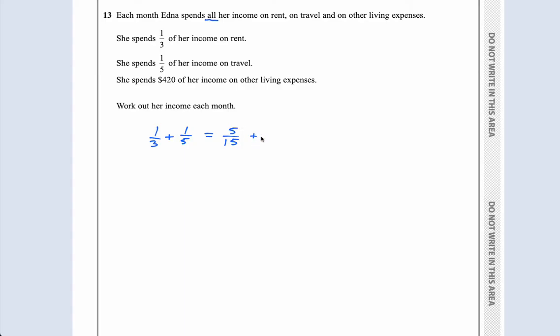5/15 plus 3/15. I got a common denominator of 15ths, and then I did equivalent fractions. A third is 5/15, a fifth is 3/15, and that gives me 8/15. So she spent 8/15 on rent and travel. That means what was left to spend on other living expenses was 7/15. So 7/15 on other living expenses.